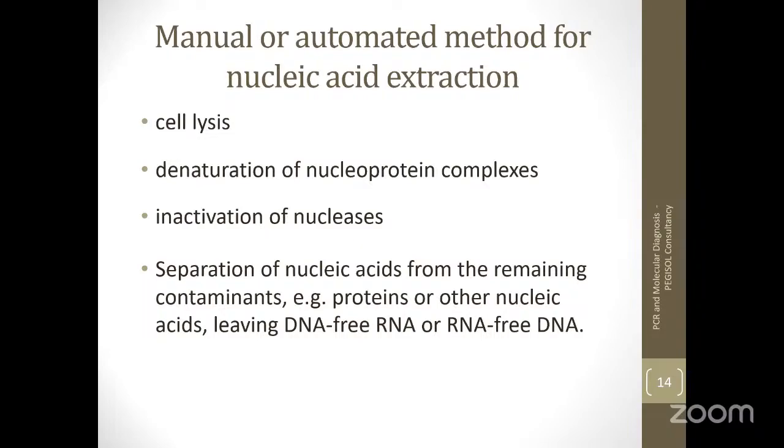Then we also have the manual and automated method for nucleic acid extraction. Just as I've said, we have things like cell lysis, denaturation of nucleoprotein complexes, inactivation of nucleases. All this we are going to have a better explanation and a good breakdown of. Then separation of nucleic acid from the remaining contaminants, for example protein and other nucleic acid, leaving the DNA-free RNA or RNA-free DNA. Let's say you are doing RNA extraction. When you see DNA, the DNA becomes a contaminant.